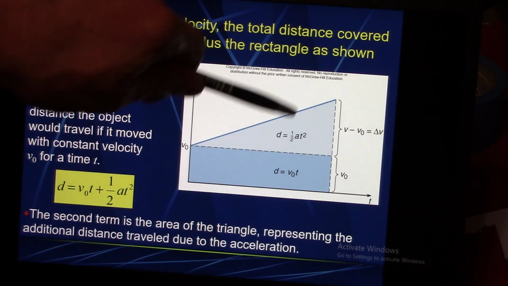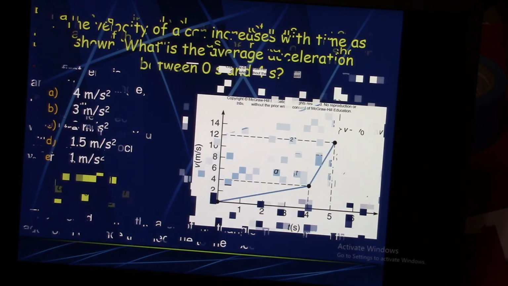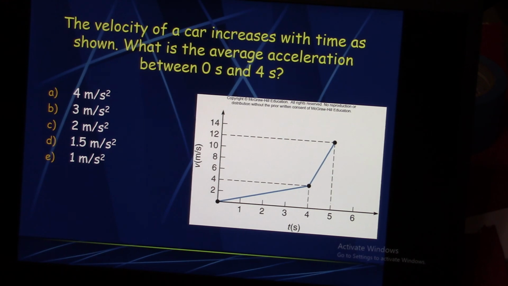And then this part here is for the acceleration. I already said that. Okay, and that is it, folks.